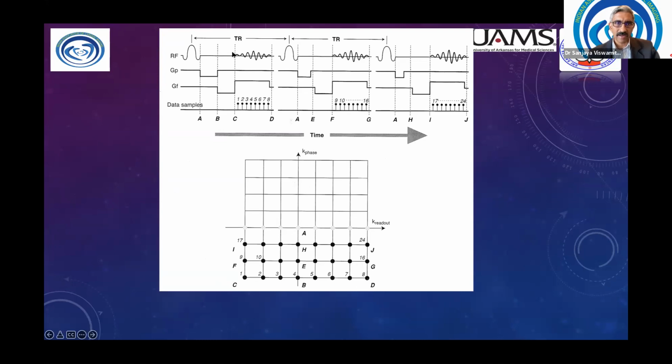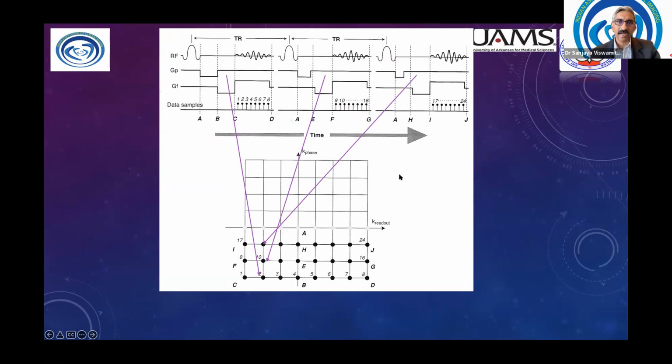Notice also that for every single TR that we get, we have one new line of phase encoding. In the first 1 through 8 points that we see here, which are mapped along the frequency encoding gradient, we then repeat the repetition time, get another phase encoding step, and so on and so forth till we fill up all of these 8 different steps.